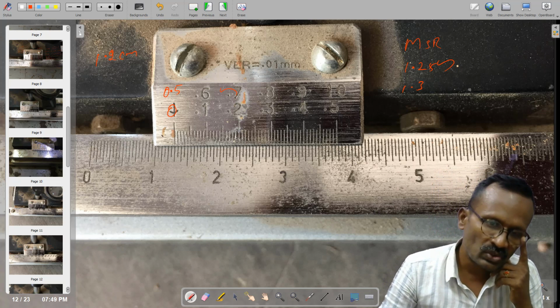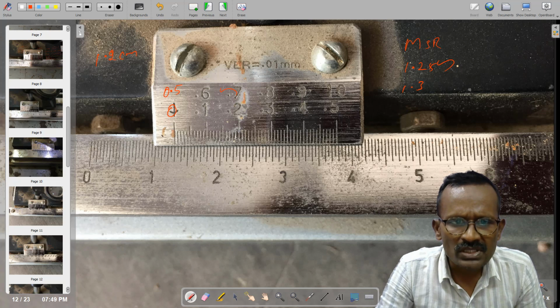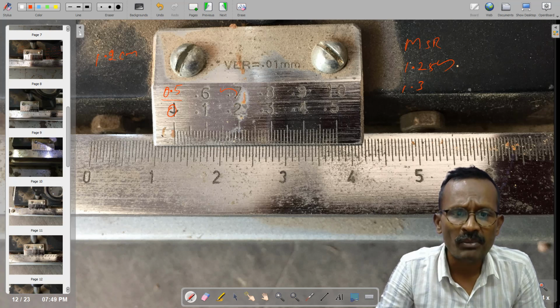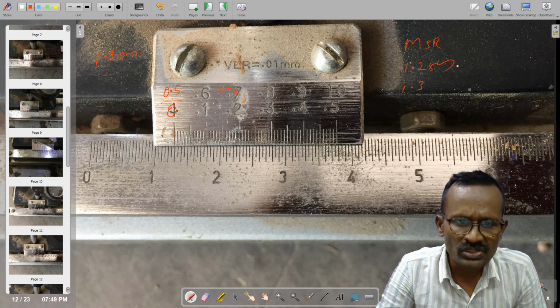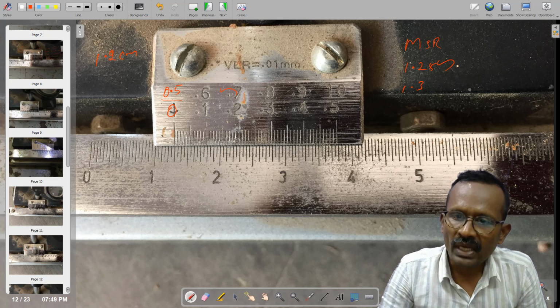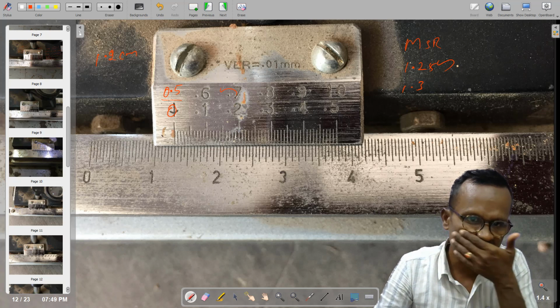It will take more time to speak about this one. Above this arrow, they should print like this. 0.5 should have been printed. Down this one, 0 should have been printed. Above 0, you can find 0.5. Here also 0.5. Okay.